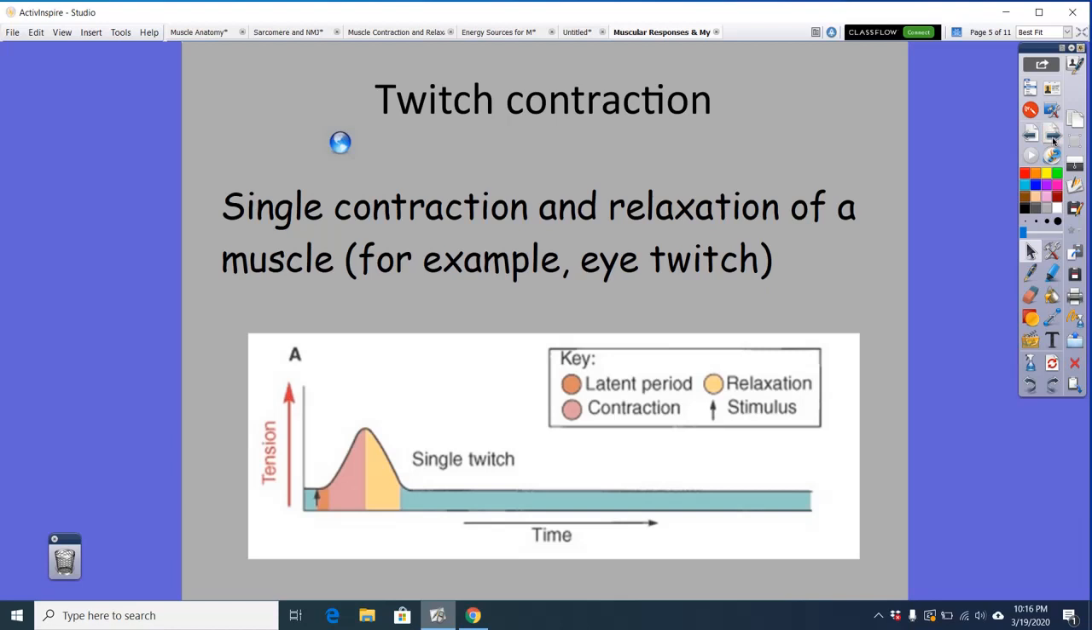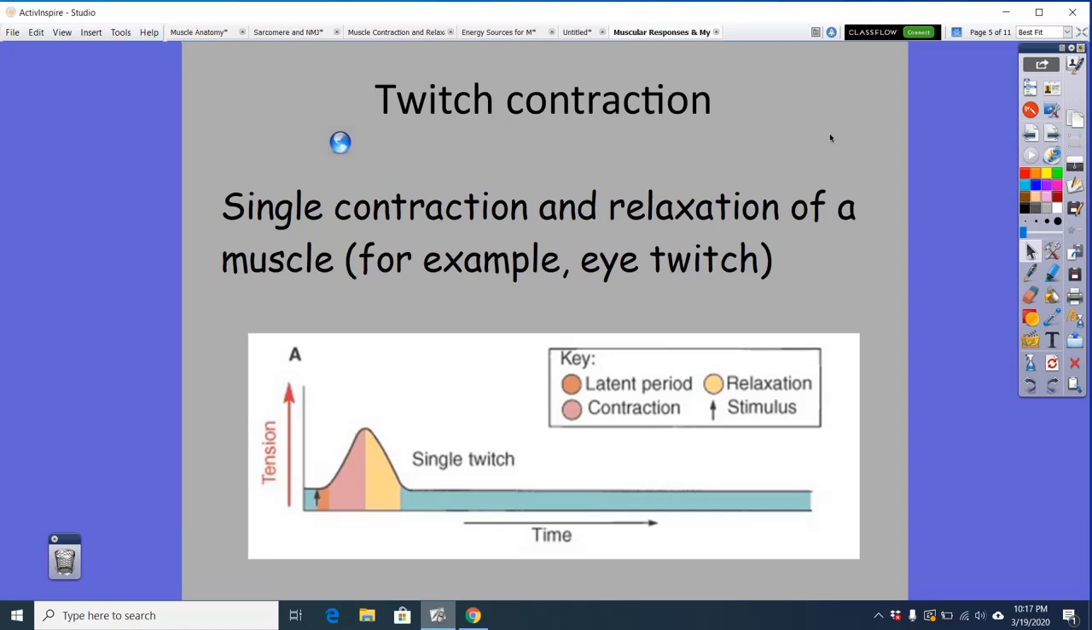A twitch contraction is just a single contraction and relaxation of a muscle. Now I am talking about the whole muscle in your body, the whole bicep, the whole, what did we do yesterday? Rectus femoris in your thigh. Okay, so these are all really produced in the lab. It would be hard to do this outside of the lab, but the reason that they do this is to see what kind of relaxation and contraction periods that specific muscle shows on a graph.